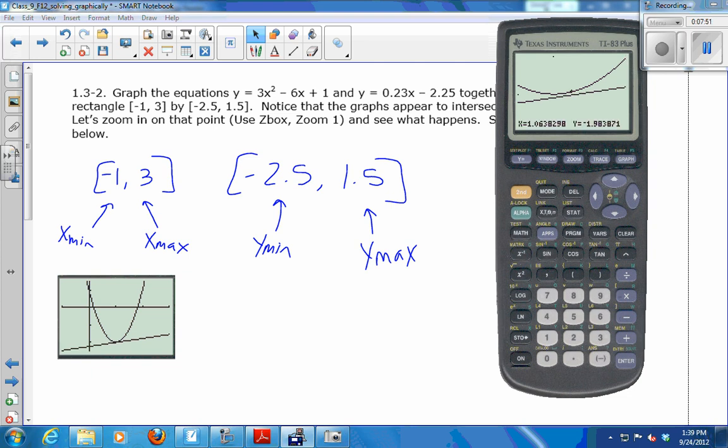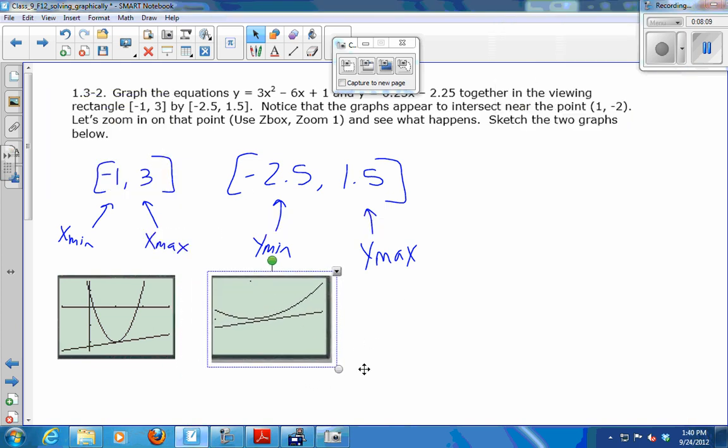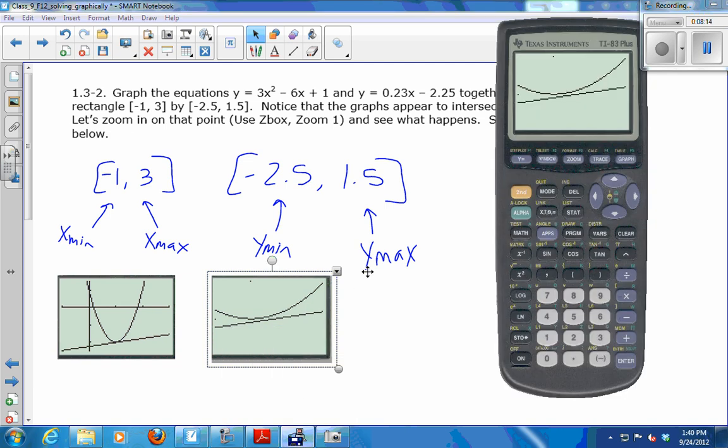And what do you actually see now that we've zoomed in there? They don't actually touch. Take a quick picture of this one. So the point of this example is that windows can be deceptive. So you have to be really careful when you're choosing a window, and choosing windows is difficult and takes practice.